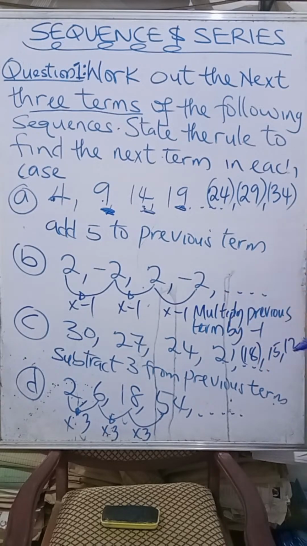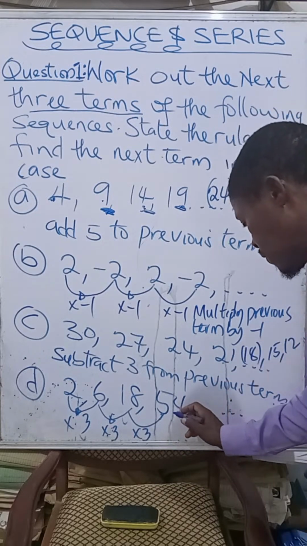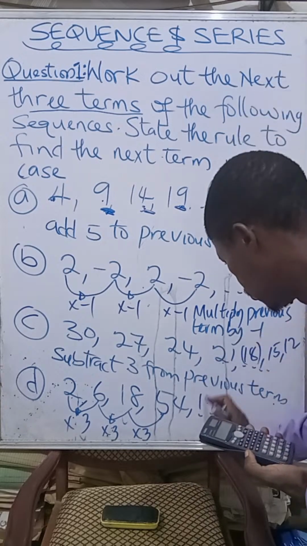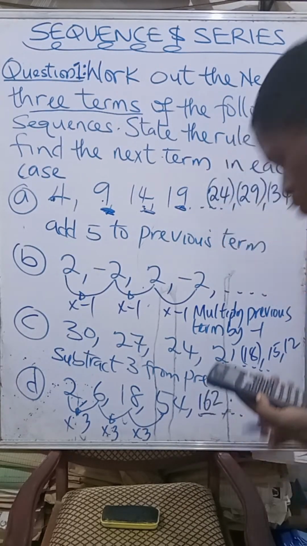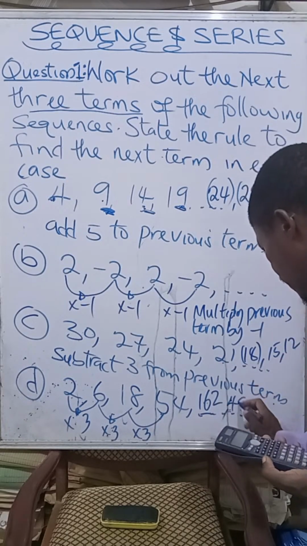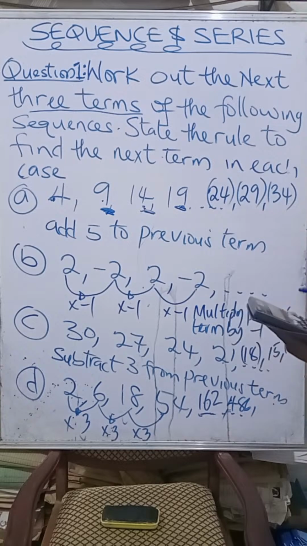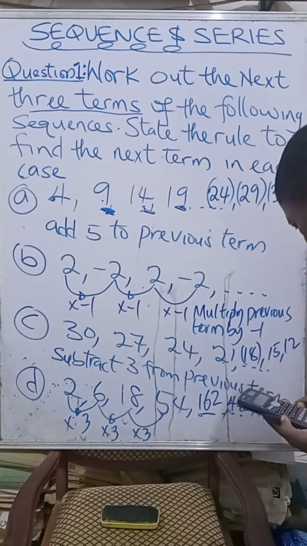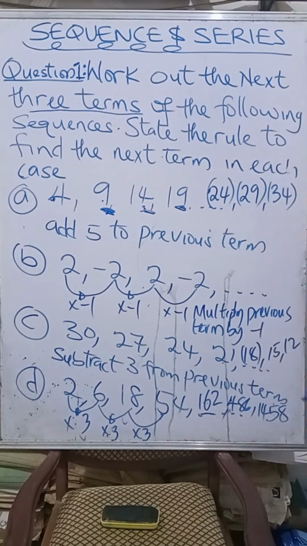To get the next 3 terms, it's going to be 54 times 3. That will give us 162. 162 times 3 also, we generate 486. 486 times 3 will give us 1458. So those are the next 3 terms.